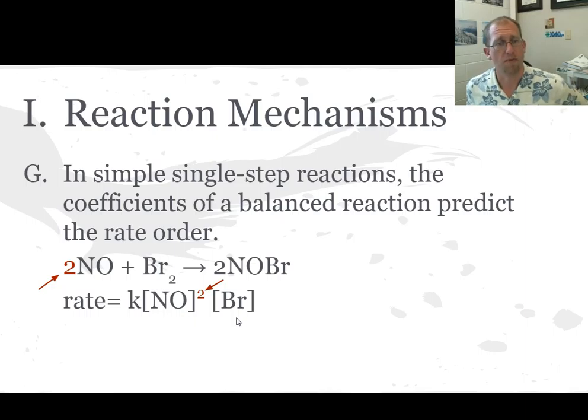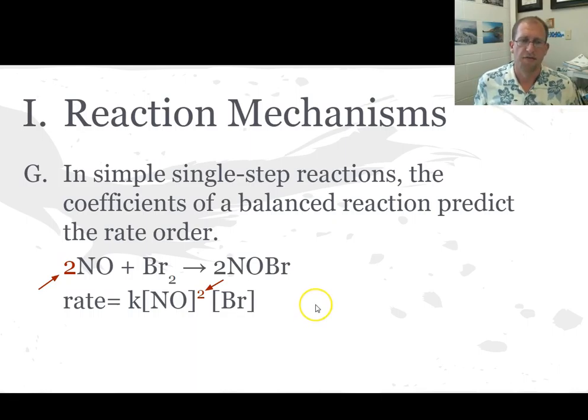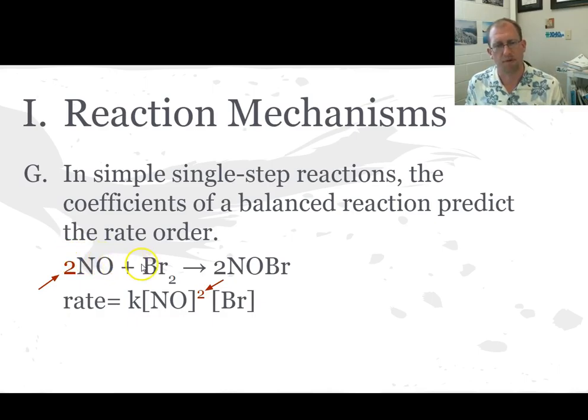Okay? So a couple more things. In a simple single-step reaction, which is some of the reactions you will deal with, the coefficients of a balanced reaction predict the rate order. So nitrous oxide plus bromine gives you nitrous oxide, nitrogen and oxygen and bromine. I don't actually know what that would be called.